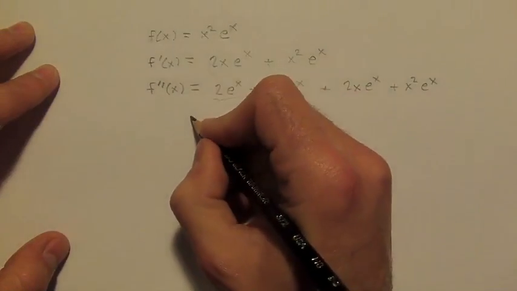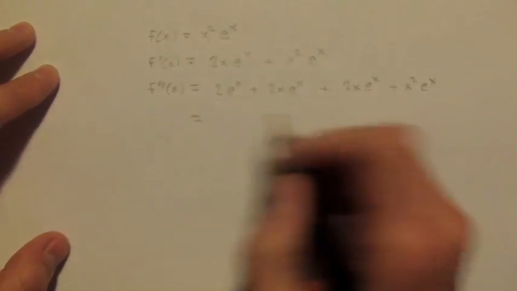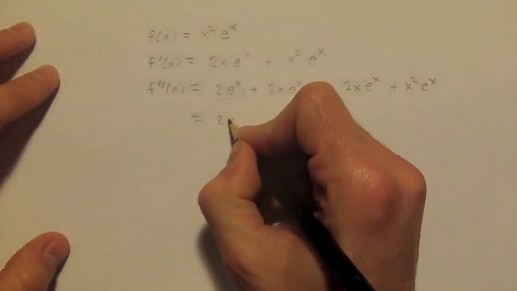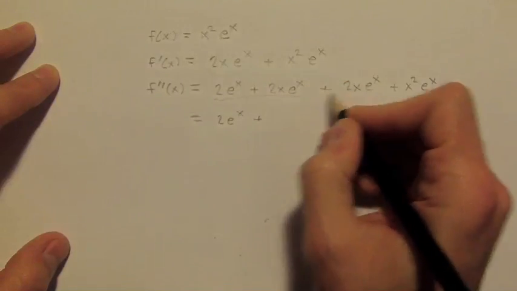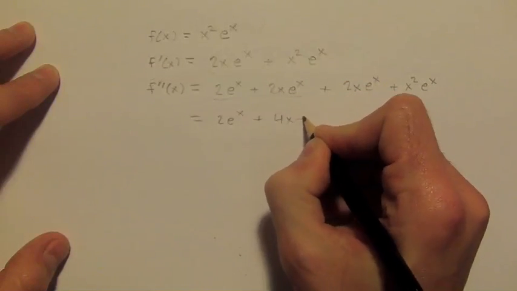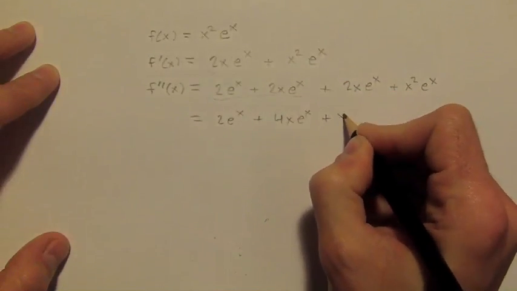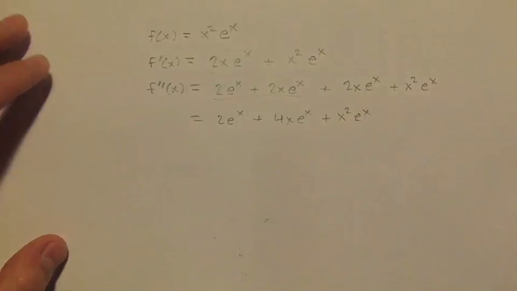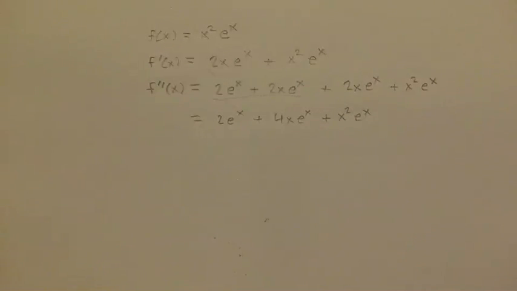Okay, and I'm going to simplify this. This will be 2 e to the x plus 4x e to the x plus x squared e to the x. Okay, so I'm just combining those middle terms there.